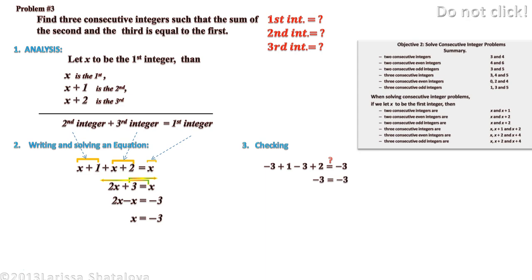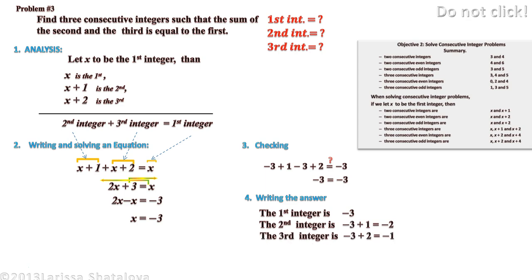Now we can write the answer. So the first integer is negative 3. The second would be negative 3 plus 1 equals negative 2. And the third integer would be negative 3 plus 2, which is negative 1.